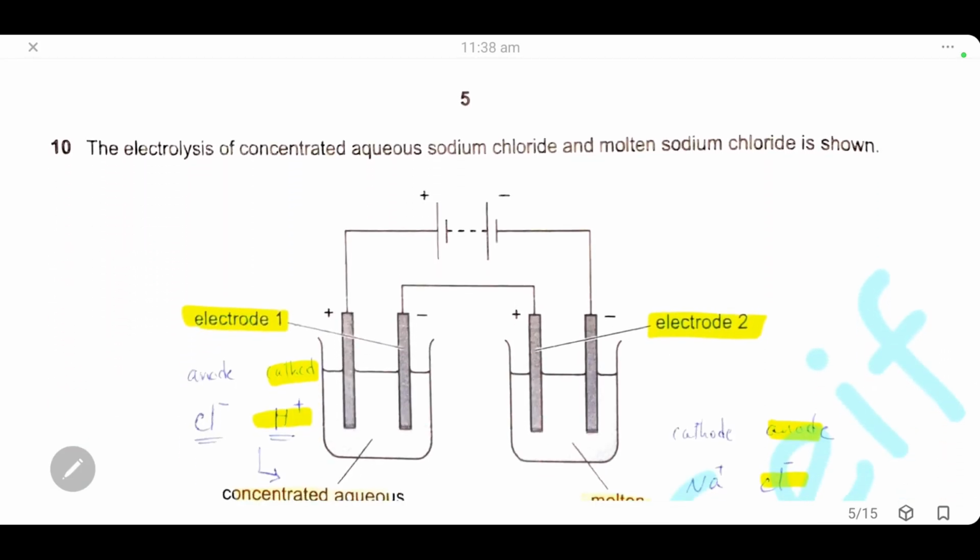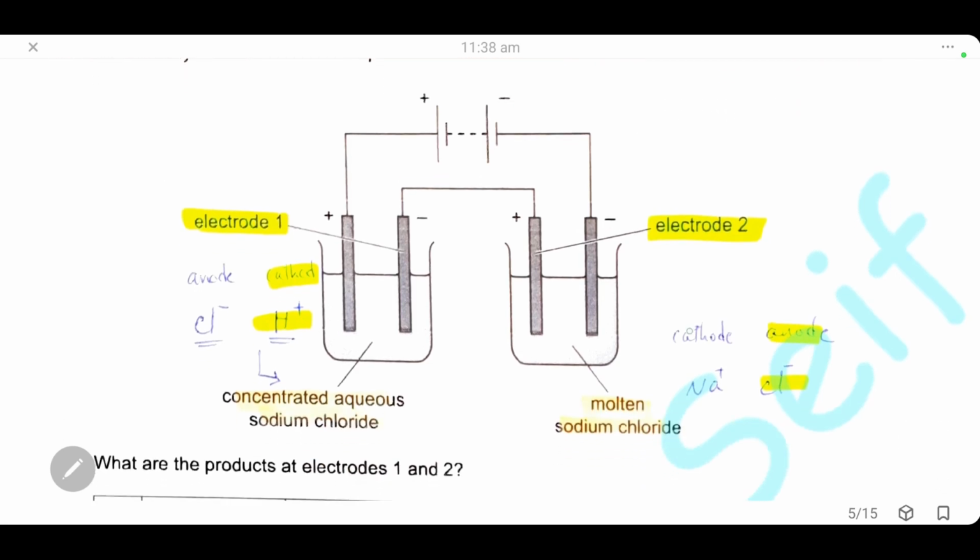The electrolysis of concentrated aqueous sodium chloride and molten sodium chloride is shown. Here on the right we have molten sodium chloride, and on the left we have concentrated aqueous sodium chloride. In the case of concentrated aqueous sodium chloride, the chlorine gas will be discharged at the anode because it's present in high concentration, and the hydrogen gas will be discharged at the cathode. In the case of molten sodium chloride, we don't have water, so sodium ion will be discharged as sodium metal at the cathode, and chlorine gas will be discharged at the anode.